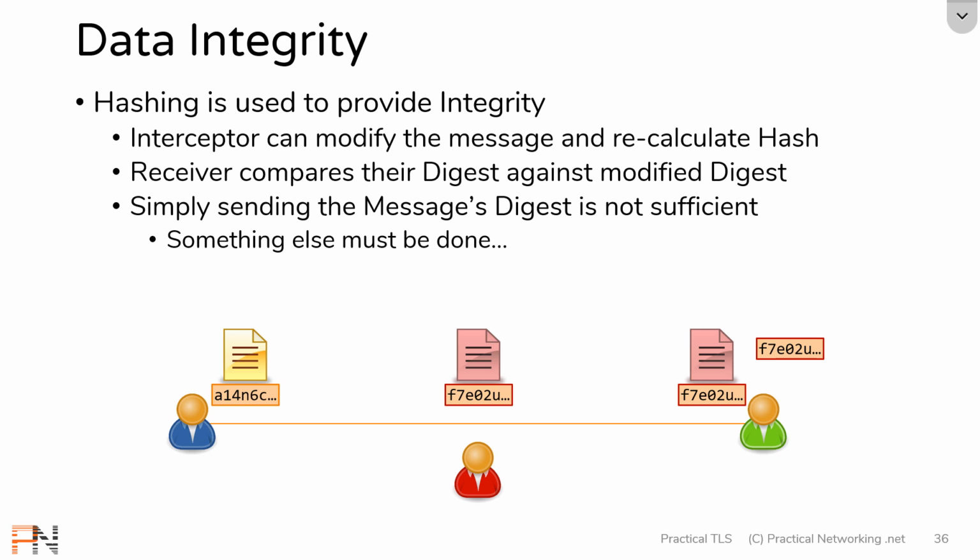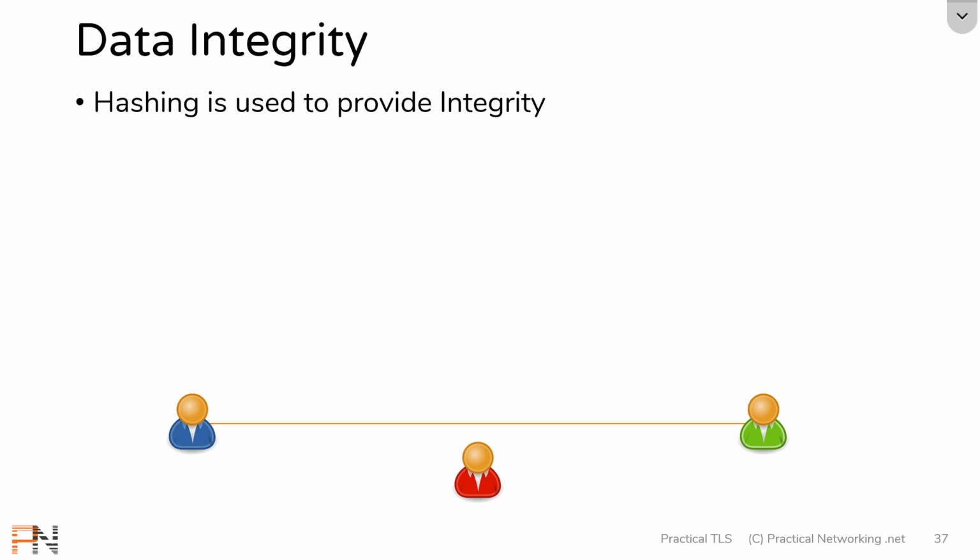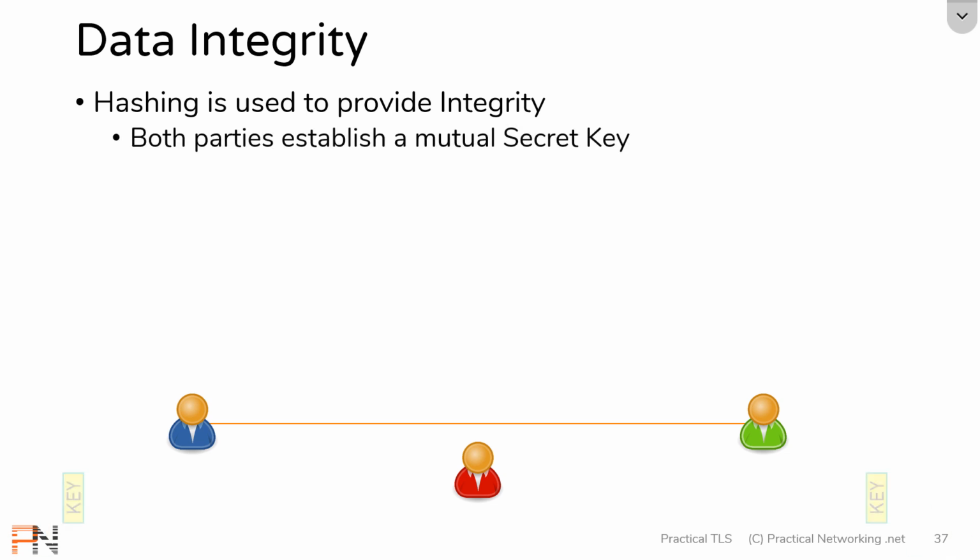That something else looks like this. The way it works is before each party can provide integrity on what they send to each other, they must first establish a mutual secret key. Now, this key is really just a string of ones and zeros. It's sort of like some sort of password, you could say. And how they establish this mutual secret key in a secure way is a problem for another lesson. For now, just assume that they were able to establish secretly the same identical secret key.